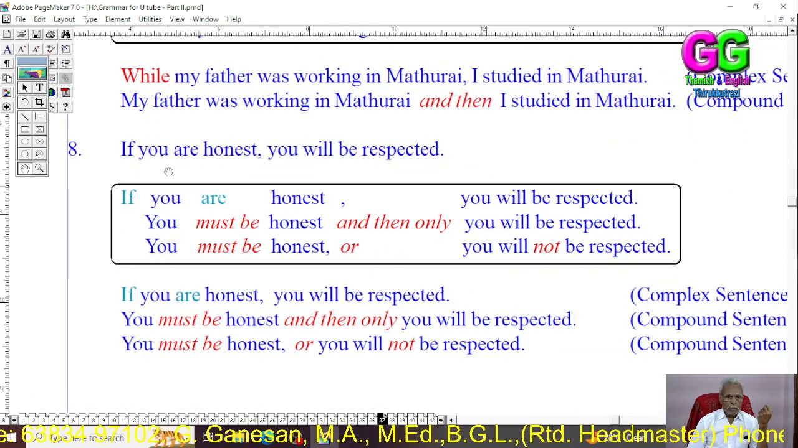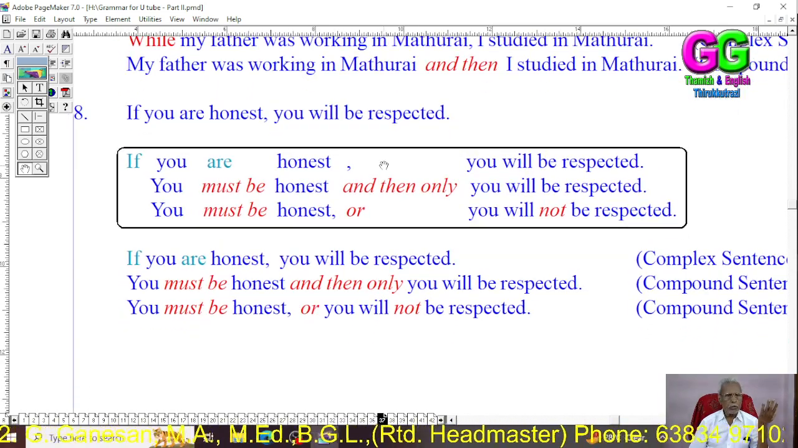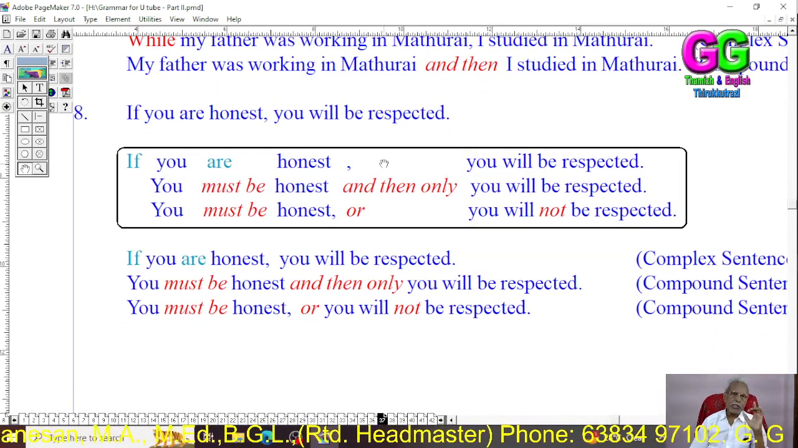Then, if you are honest, you will be respected. If you are honest, you will be respected. Regarding this, we should be extremely careful.